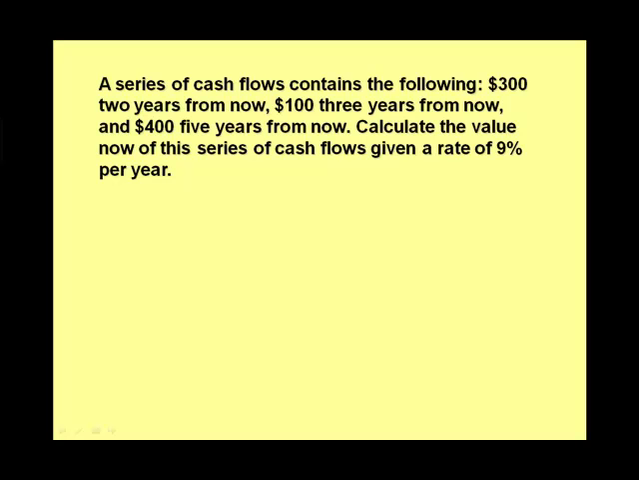In this problem, we'll be trying to find a present value of a series of unequal cash flows. Now, this series has the following cash flows: $300 2 years from now, $100 3 years from now, and $400 5 years from now. And we're trying to take the present value of this series, of all three of those payments, back to the present given a rate of 9% per year.